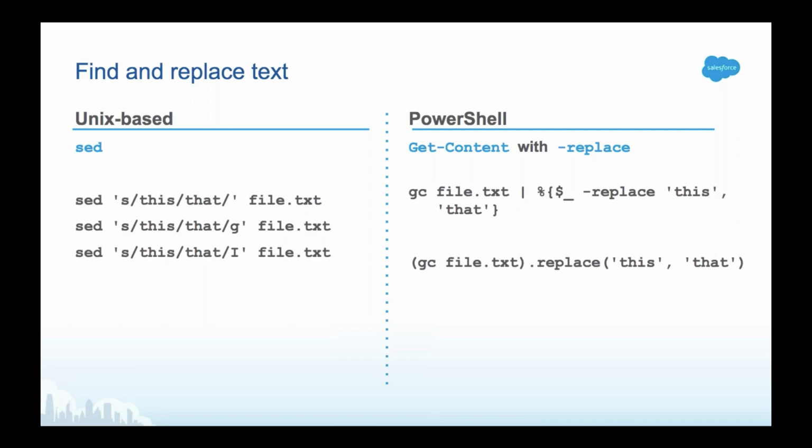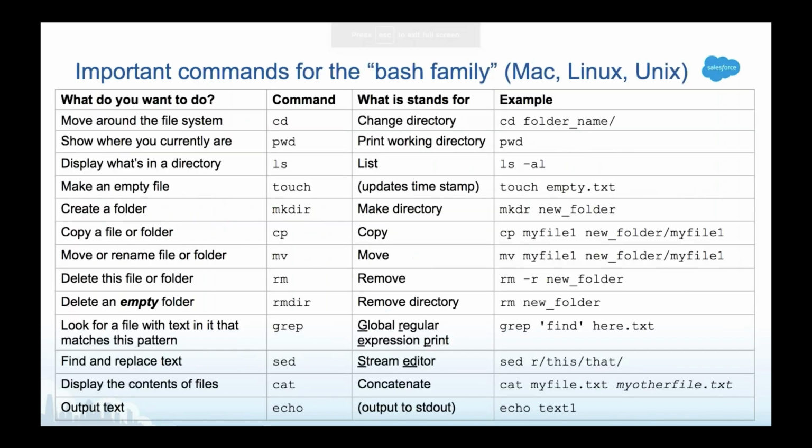And you can see on the right, there's PowerShell. It's a little more complicated in PowerShell. There are two different ways you can do it, and I've shown two different examples there. I think the simplest one is the second one, where you use GC, which is get content. So you're getting the content from the file.txt file, and then you're replacing this with that. So I think for me, that's the most intuitive, but you decide when you're using it.